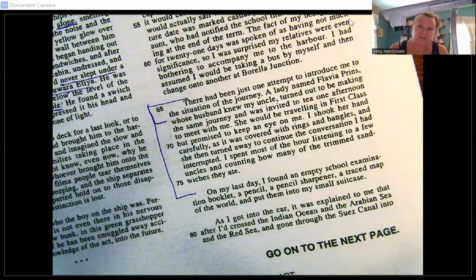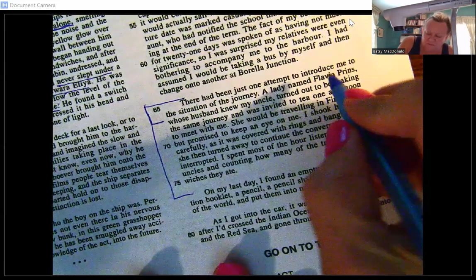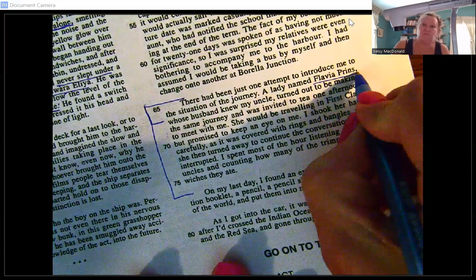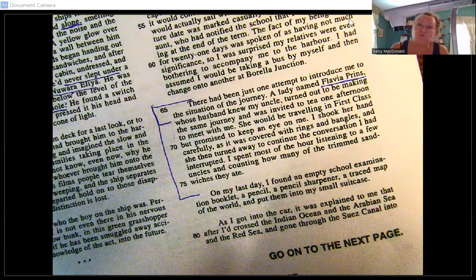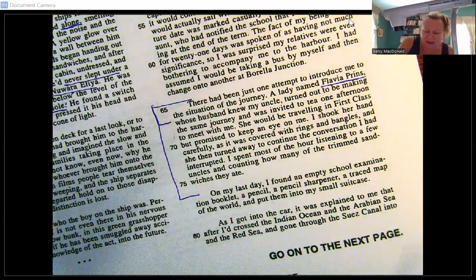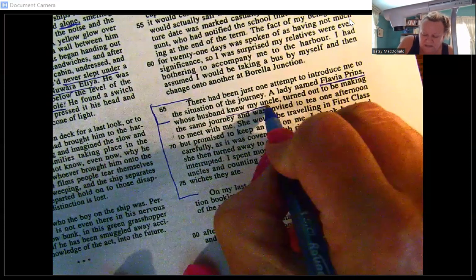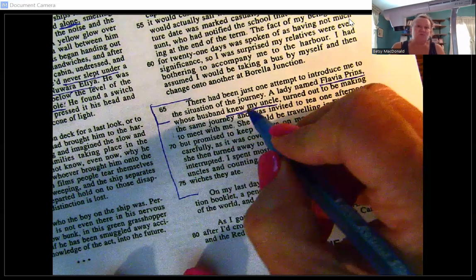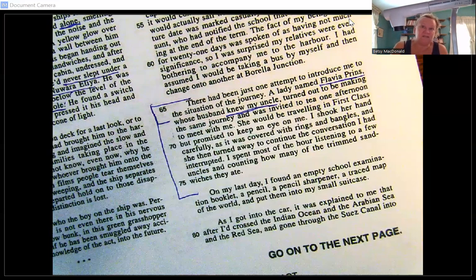A lady named Flava Prinz, remember names, dates, places. There's Flava Prinz, whose husband knew my uncle. It's not his aunt. But here's a lady who has a husband who knows my uncle. He does have a family. Turned out to be making the same journey and was invited to a tea one afternoon to meet with me. Okay, she's invited to tea to meet with me.